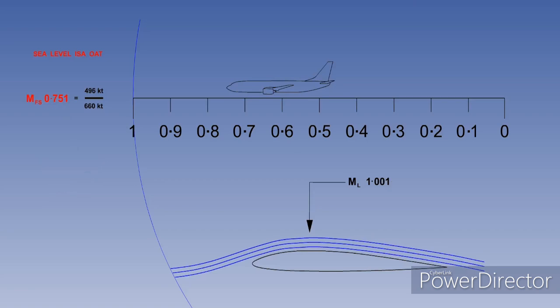The reason that M-crit is such an important reference is that as soon as M-crit is exceeded by even the smallest margin, a shock wave will start to form at the point of maximum local velocity. In the next lesson, we will examine why shock waves form, and later we'll look at their effect on the operation of aircraft during high-speed flight.